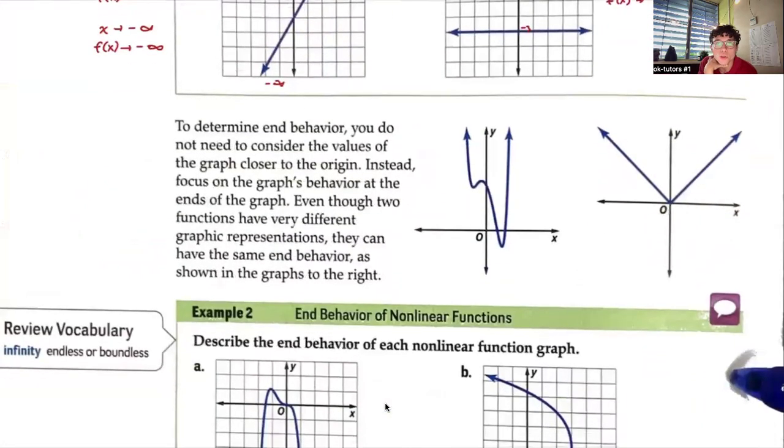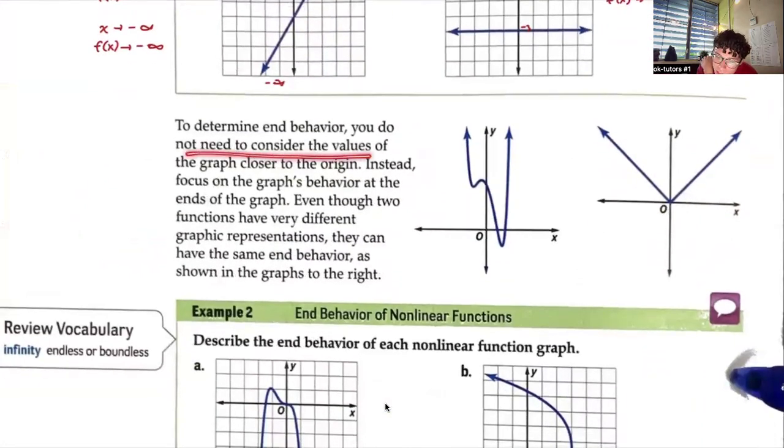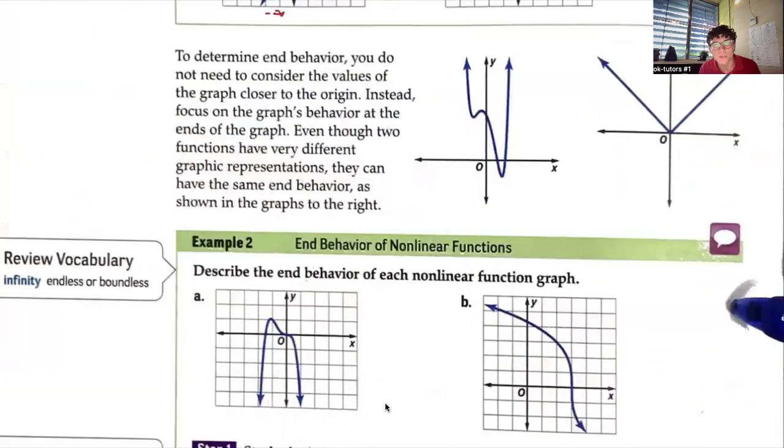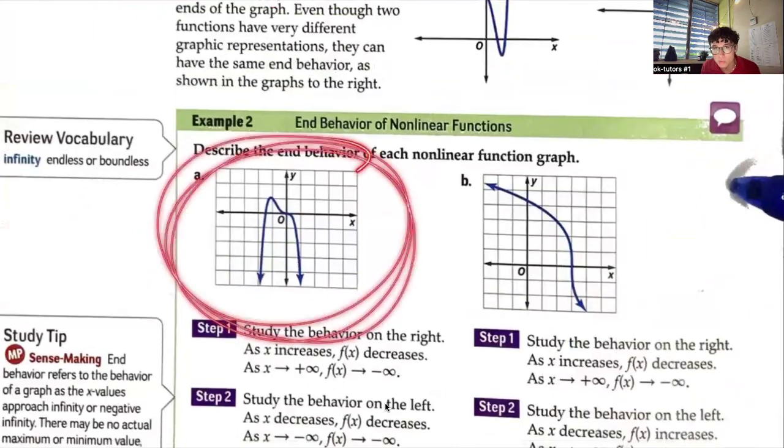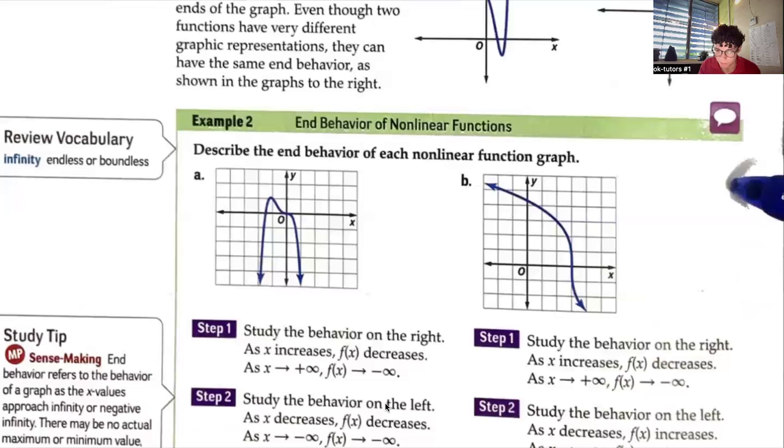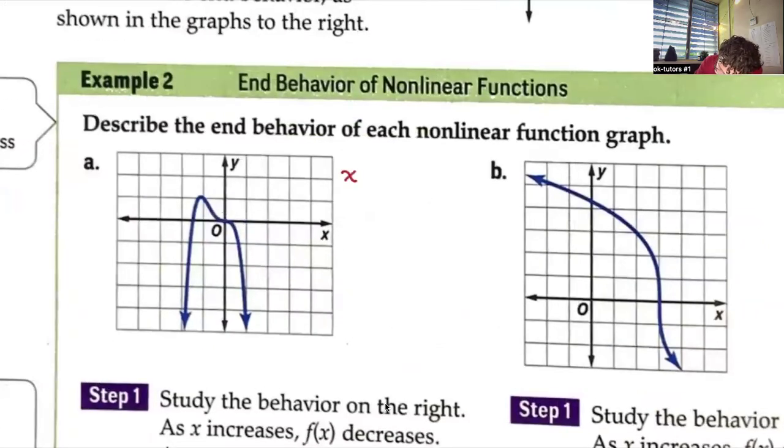Now, in this one, to determine the end behavior, you do not need to consider the values of the graph. You just need to consider where the graph is going. For example, in this one, a little bit harder, but just bear with me. When x goes to positive infinity, where's the y going? Oh, it's going directly to negative infinity. So y, or f of x, is going to negative infinity.